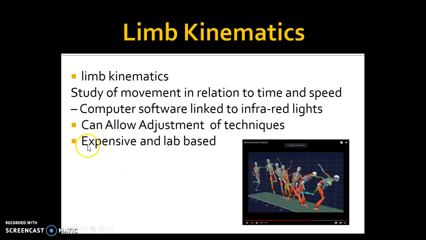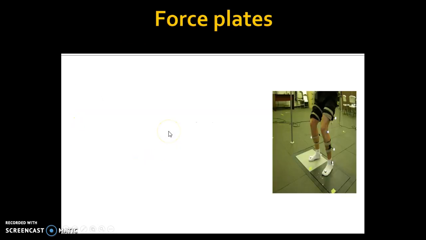So the downside to it, and it's the same for most of these, is it's expensive and lab based. That doesn't make it very realistic to a lot of sporting situations. So that's your first bit there. You might just want to make sure you've got it: study of movement in relation to time and speed. Then we just need to make sure we have a little bit of an evaluation of it.